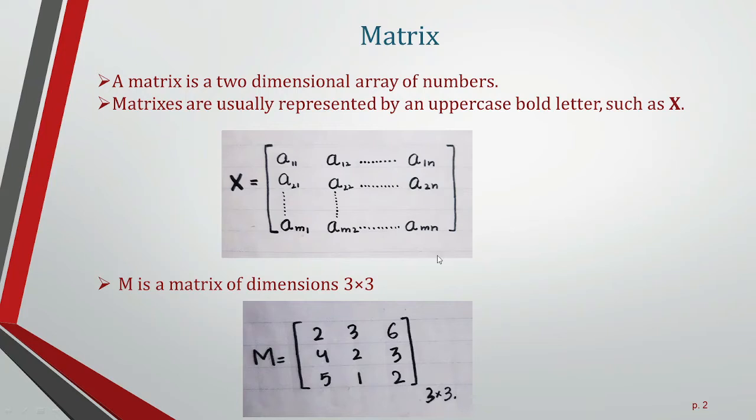A representation of an M by N matrix is shown here, where this element's position is first row and first column, second row and first column, here first row and second column, and first row and Nth column, here Mth row and Nth column. So M is a matrix of dimension 3 by 3. In this matrix, 3 rows and 3 columns are present. So 3 by 3 is the dimension of this matrix.